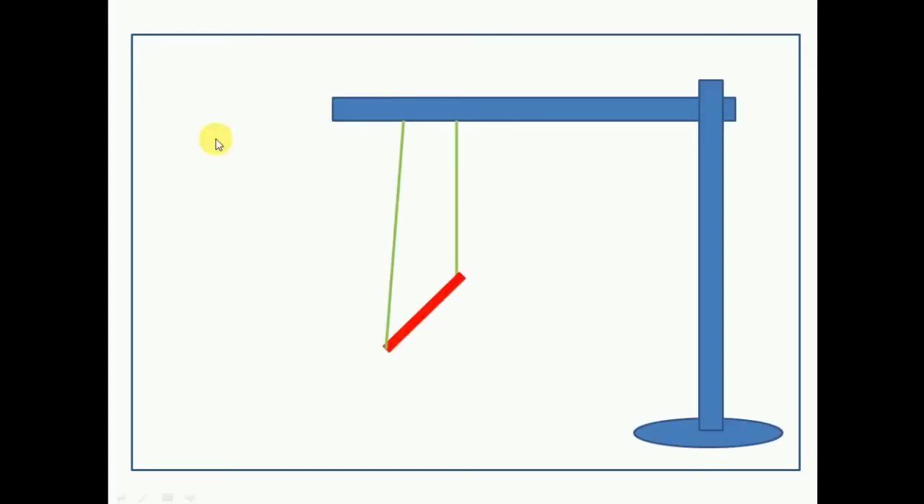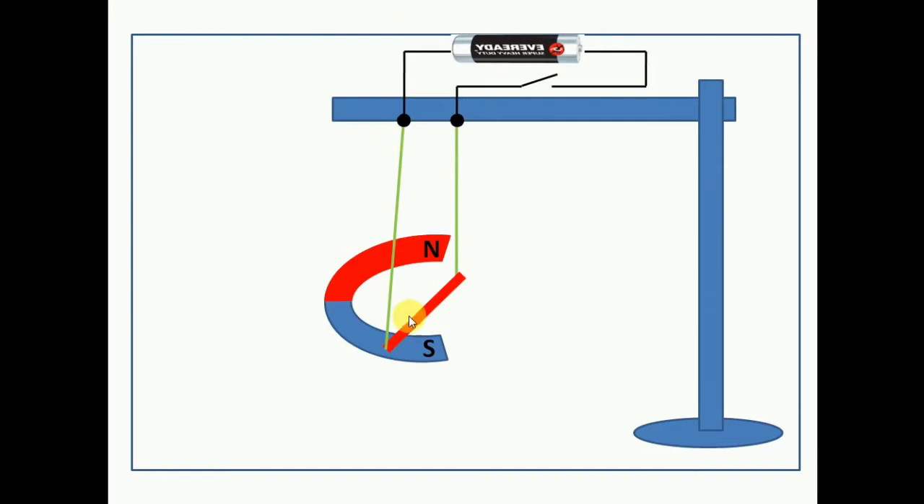So let's understand the force on a current carrying conductor through an activity. Here I have taken one conductor which is hung with the help of two wires, and we have one horseshoe magnet to produce a magnetic field, and the conductor is connected with a cell. When the circuit is switched on, the current flows through the conductor and the conductor gets deflected in one direction, and when the circuit is switched off, the conductor comes back to the same position.